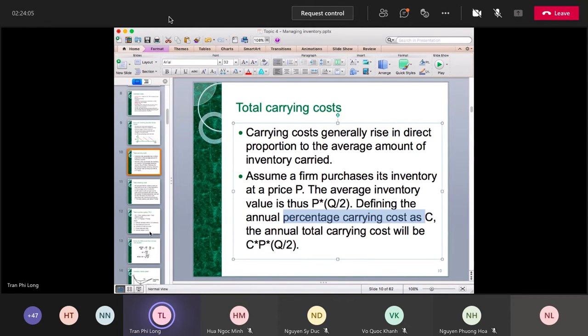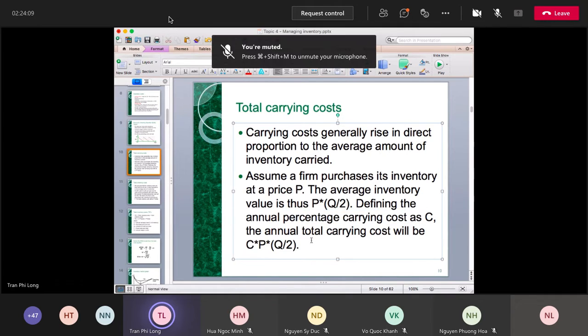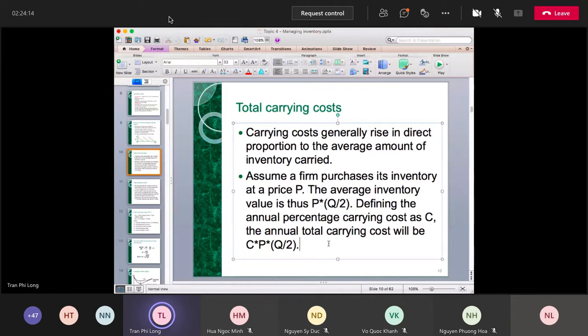At this point, if you don't understand, don't worry. When we do the example, you will understand. But the reason why we can assume the annual percentage carrying cost SC is because the carrying cost will rise in direct proportion to the inventory.